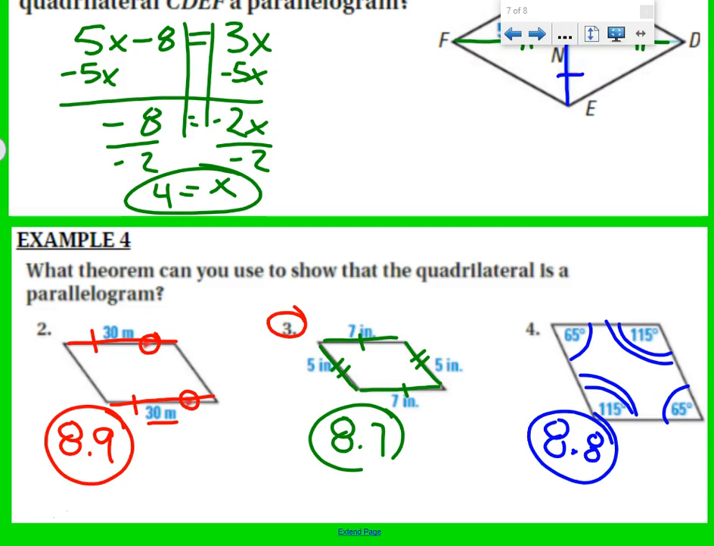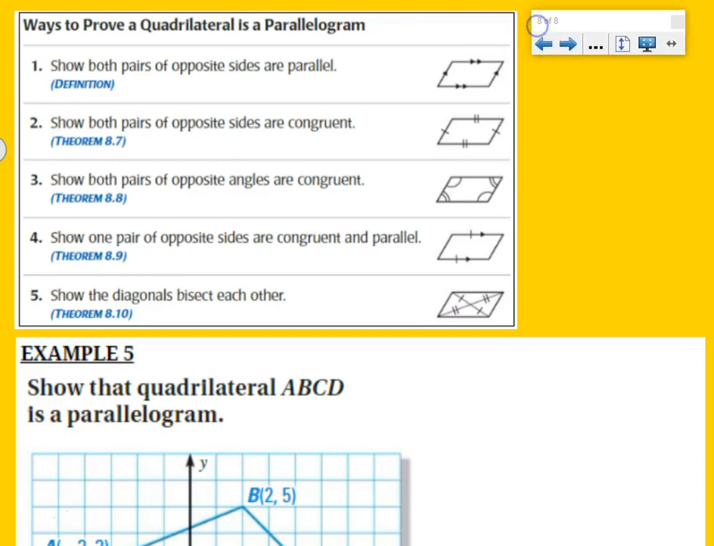All right, last example. At the bottom of your resource sheet, it's just a shortened little diagram of ways to prove a quadrilateral is a parallelogram. So this is kind of a nice little diagram. So you can show that both pairs of opposite sides are parallel. And if we're looking at parallel, that means they have the same slope, or we have these little markings given. Then we can show both pairs of opposite sides are congruent. So opposite sides congruent. They could have the same measure or the congruent markings. Show both pairs of opposite angles are congruent.